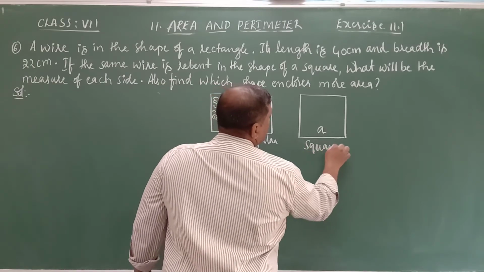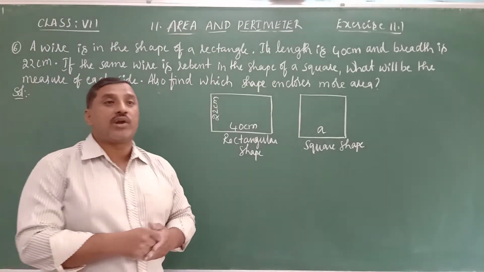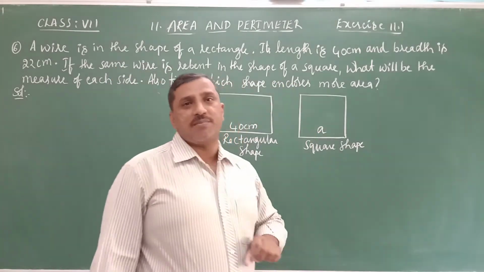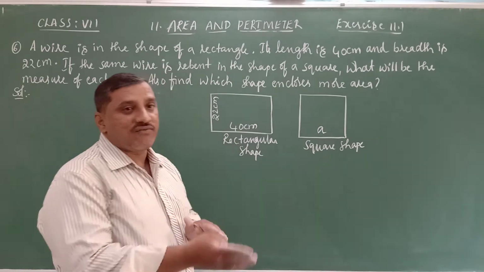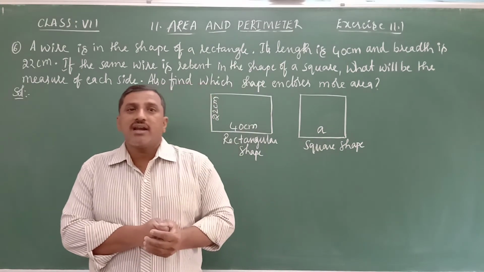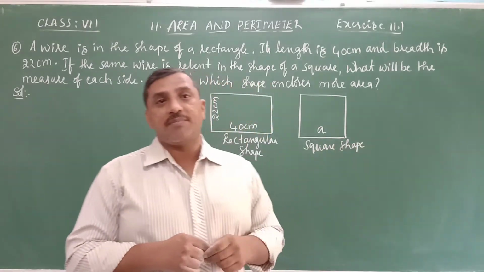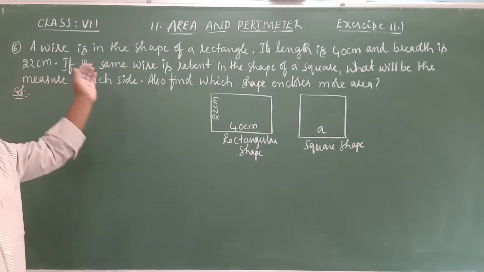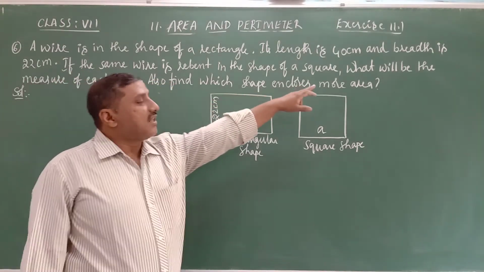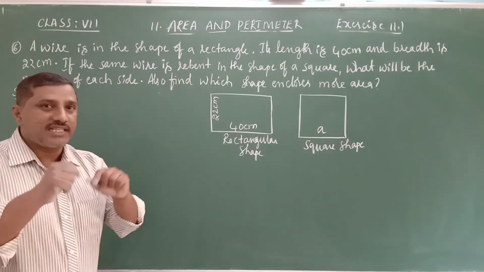So here, of these two shapes, which shape encloses, occupies more area? Find the area of the rectangular shaped wire and the area of the square shaped wire. Area of the rectangular shaped wire we can find, as we know the length and breadth. Can we find the area of the square shaped wire? No. Why? Because we don't know the length of each side of the square shaped wire. So what do we have to find? We have to find the areas of both the shapes, and also before that we have to find the length of each side of the square shape. How do we find it? See here.